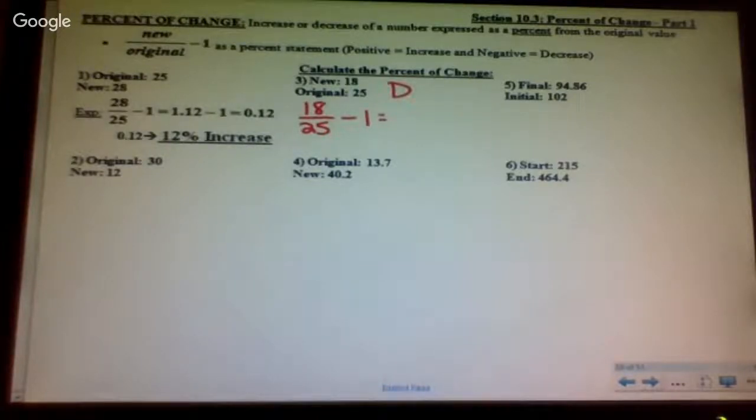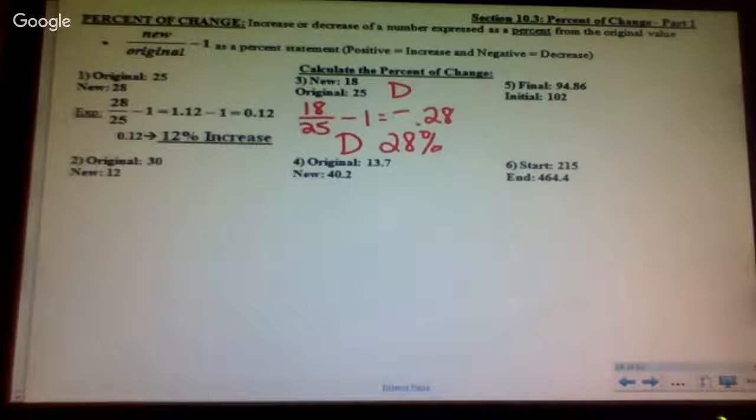0.72. That's not right. Oh, no, I got negative 0.28. Negative 0.28. This negative tells me decrease. So it's decreasing by 28%. Okay, that's a big decrease. That's a nice sale price. I like that. It's 28% off. That's how much my money increased. I like mine.